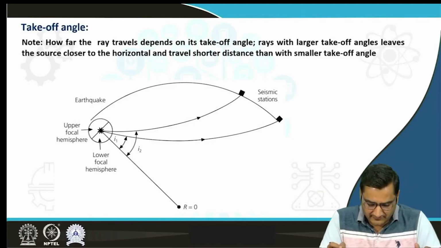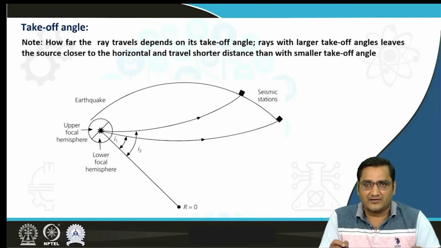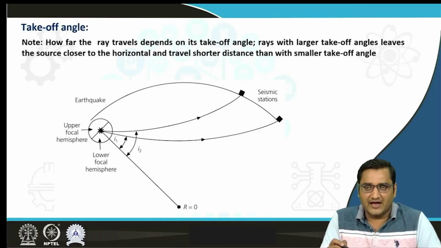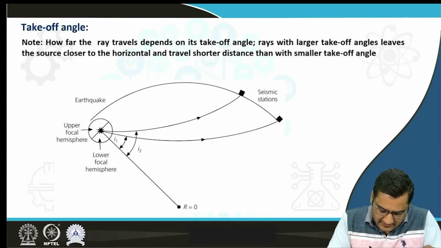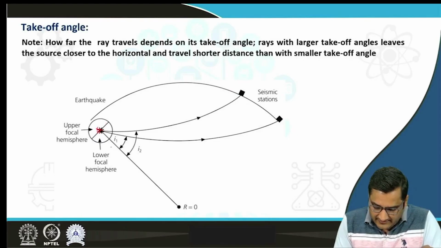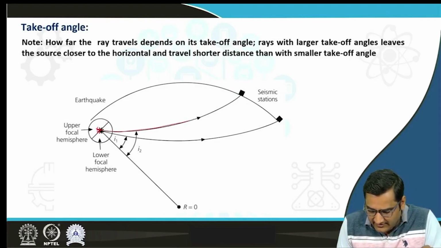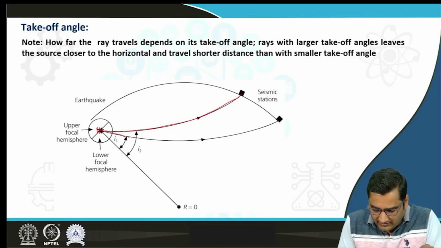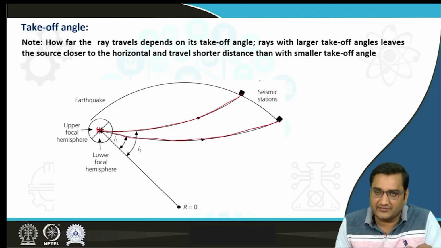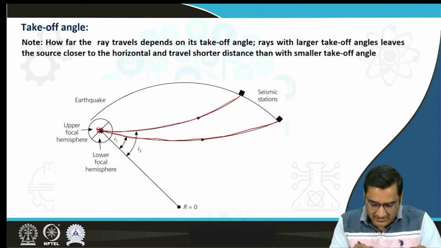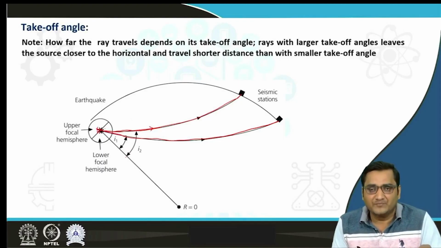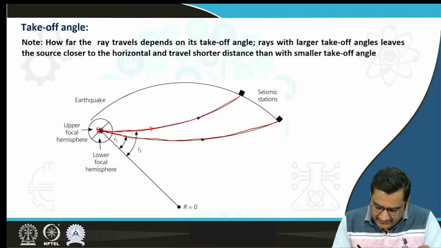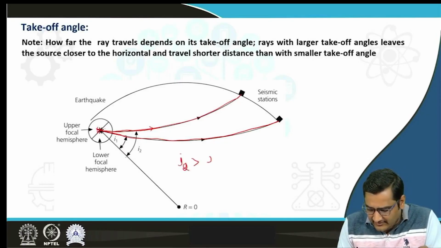This is one of the geometries that we have taken from the Stein and Wysession book. You can see that there is this earthquake that is happening, and there are the rays. There is one ray that is leaving from this source. There is another ray that is leaving from the source and reaching the seismic stations located on the surface. This ray has the takeoff angle i2. Another ray has takeoff angle i1.